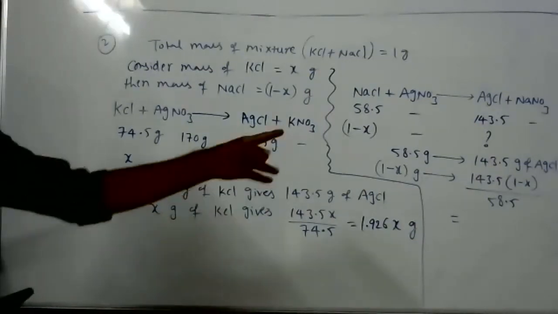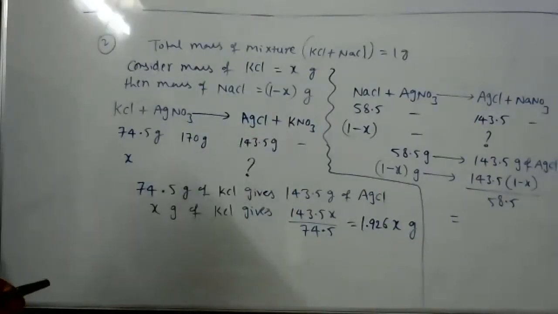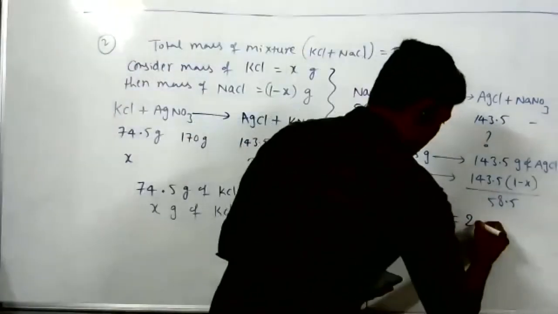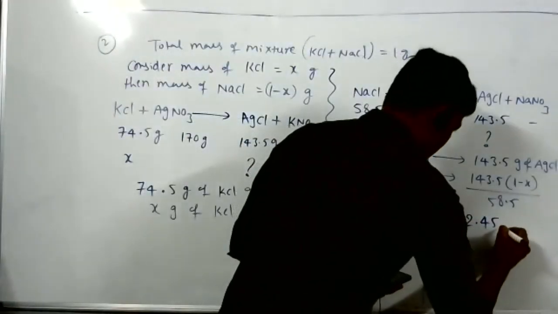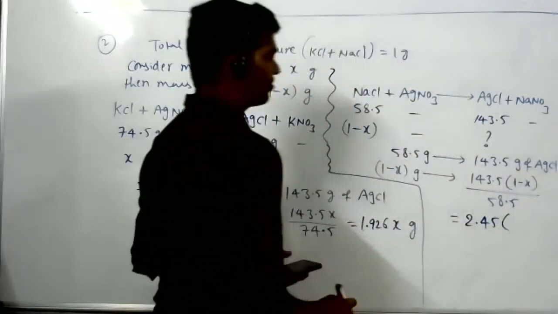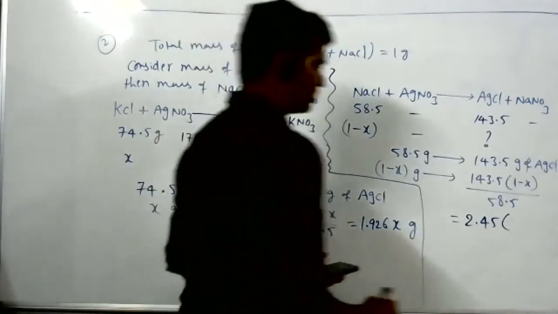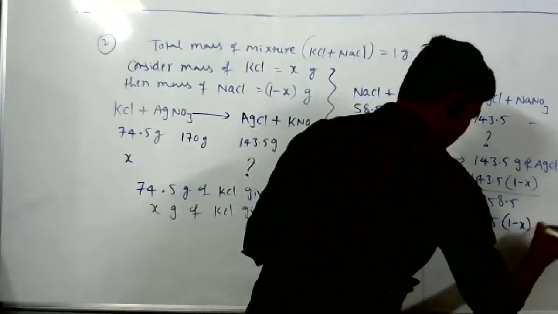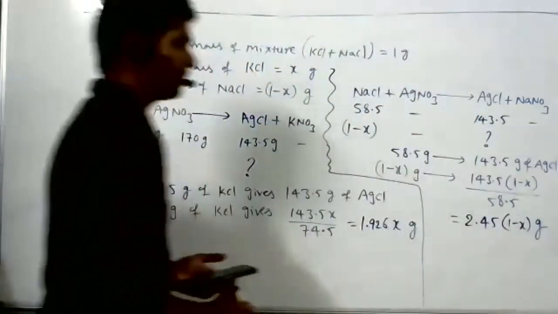Yeah, correct. First you calculate that, 143.5 divided by 58.5. Sir, so potassium chloride and sodium chloride don't give 1 gram of AgCl, no, sir? No, they won't give 1 gram, because the equivalent weight is different, no?